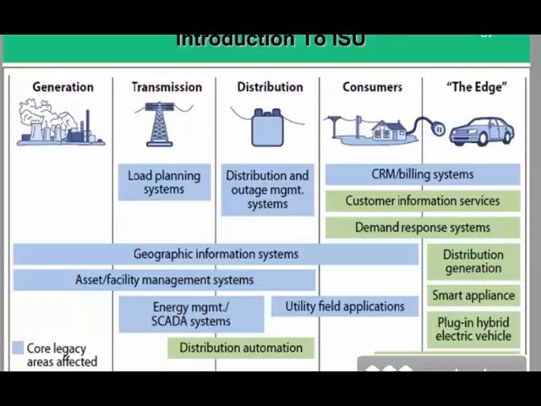Then there is a plug-in hybrid electric vehicle, a car which can be charged from this particular network. And then there is two-way flow of information through the home area network. The home area network is basically where your smart devices will talk to the utility.